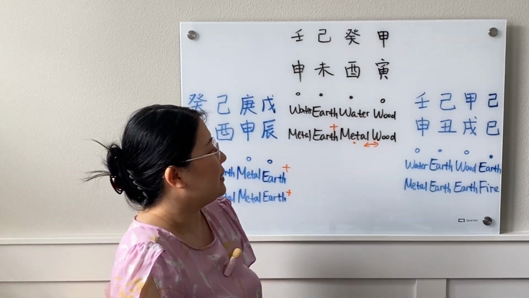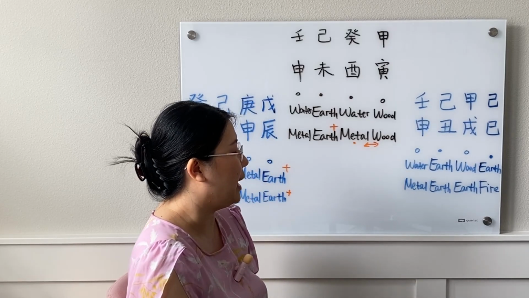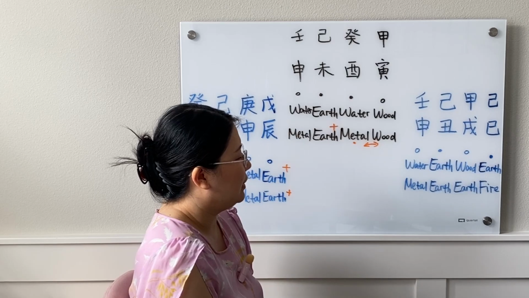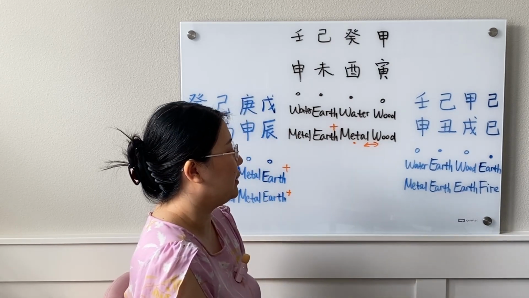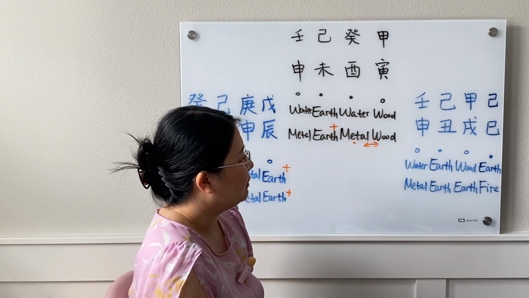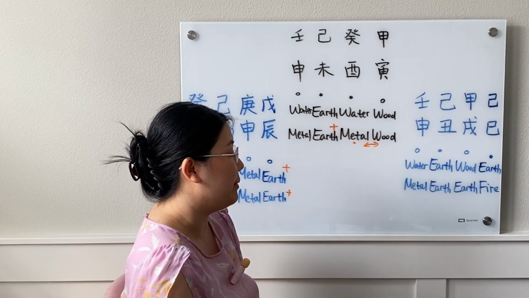Last but not least, this is a Yin Earth born in the month of October, which is a Yang Earth earthly branch. So the annual pillar is Yin Earth and Yin Fire. The monthly pillar is Yang Wood and Yang Earth. The daily pillar is Yin Earth and Yin Earth. And the hourly pillar is Yang Water and Yang Metal.